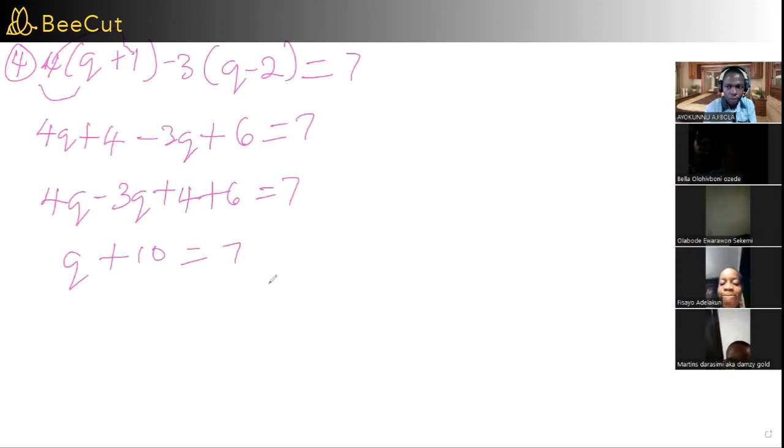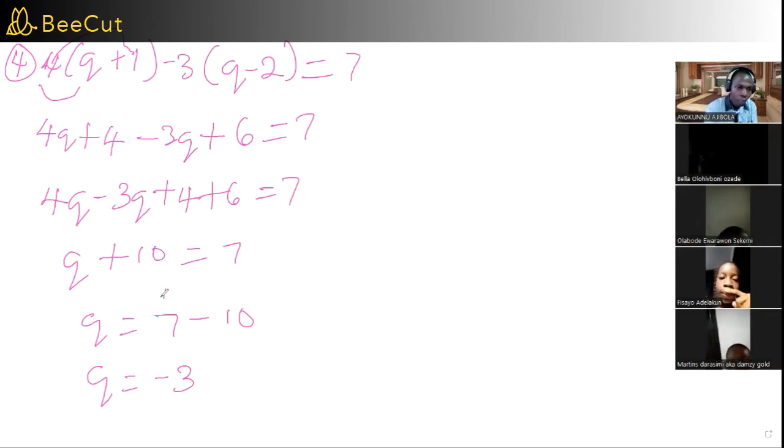This time around, 10 is going to cross to the other side. We have q equals 7 minus 10. Make sure you are concentrating on it and you put down your notes as you listen along. So q equals negative 3. Why is it negative 3? It's because 7 minus 10 gives us negative 3. This is negative 10. This is positive 7.